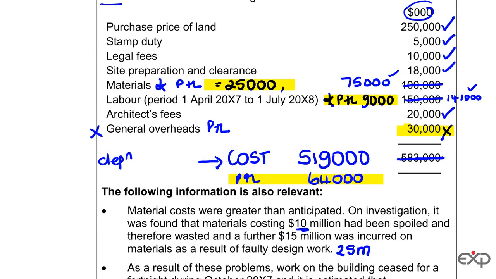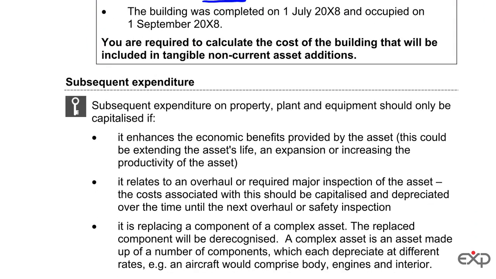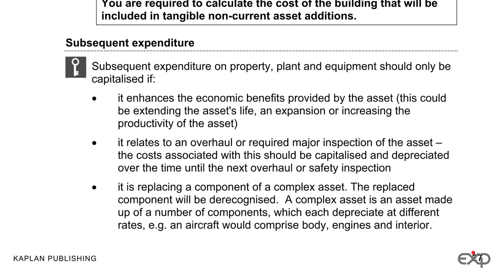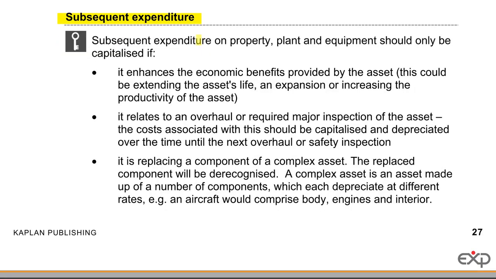Now, sometimes we find that we put this asset in when we first buy it, and then we start spending more money on it as time goes on. We call this subsequent expenditure. And we can either capitalise, in other words, we add it to the value of the asset, or we treat it as revenue expenditure. That means we take it to the statement of profit or loss.